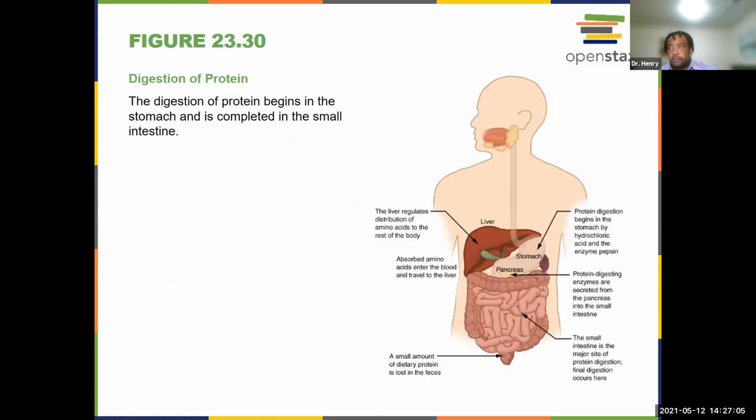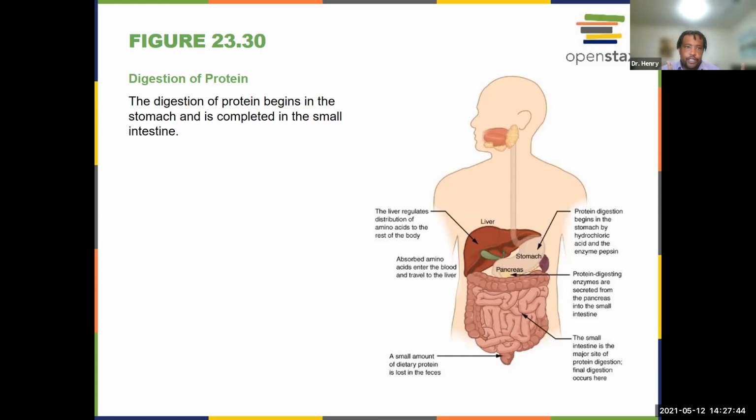So for protein digestion, okay, the majority of the proteins are going to be digested in the stomach, and that's going to be done by hydrochloric acid and this enzyme called pepsin. So pepsin kind of cuts up the long chains, because we know that a protein is just long chains of amino acids. So it cuts it up to polypeptides, and then it continues to break it down further, right?